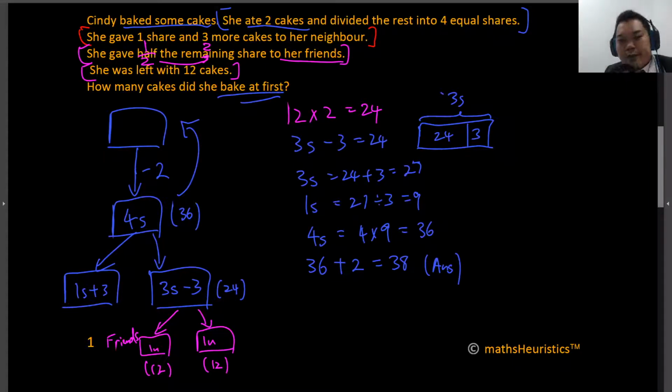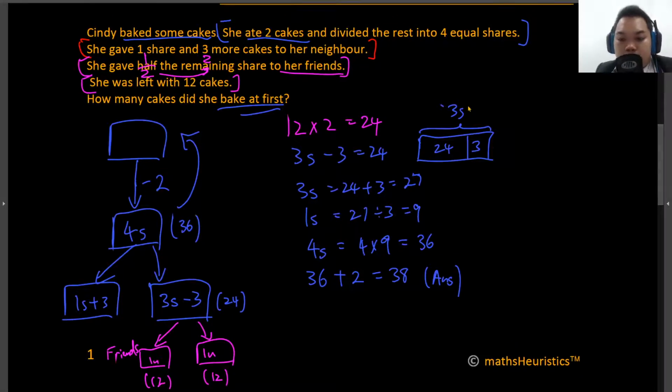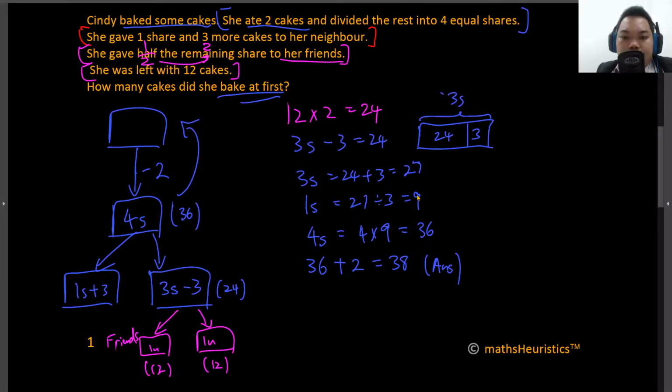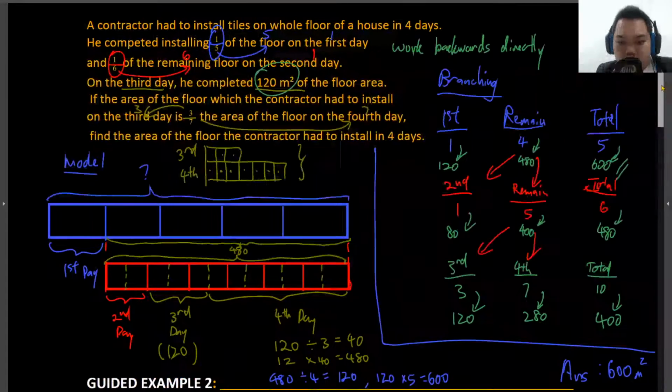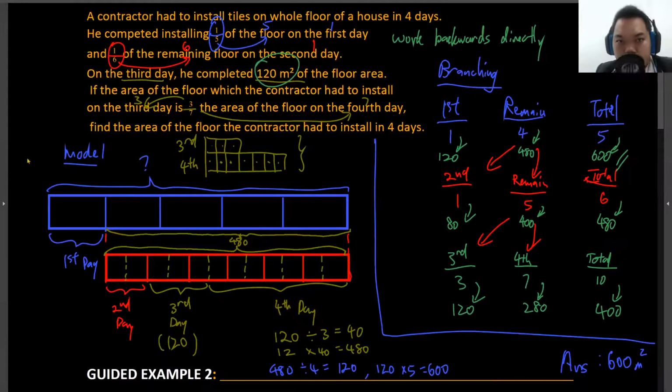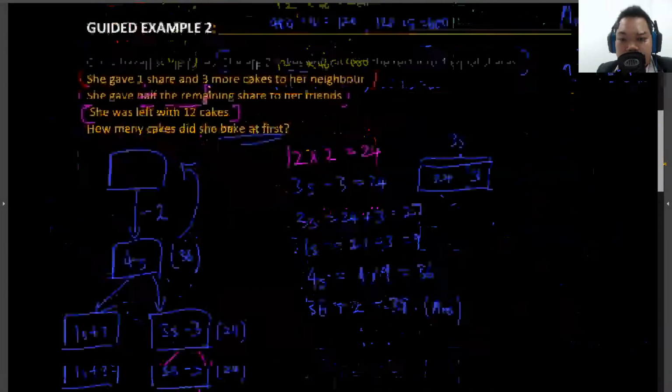Alright. So you can see that by doing this in a branching manner, yes, it can go a lot faster. Of course, at the same time, it may not be suitable for everyone. I have to admit that. Okay, then if that happens, just fall back on the model reasoning.